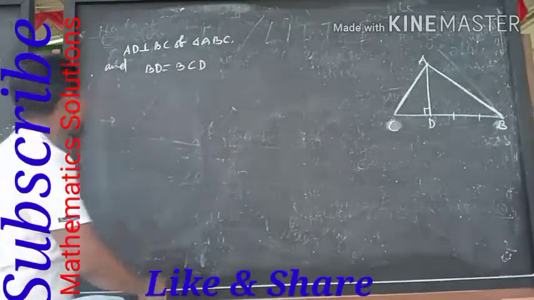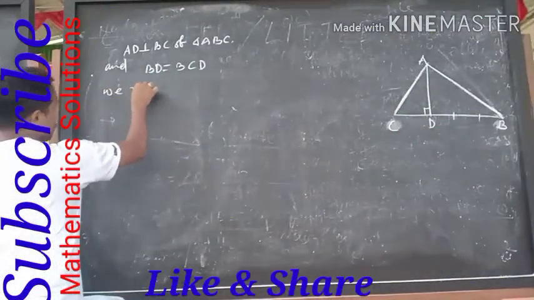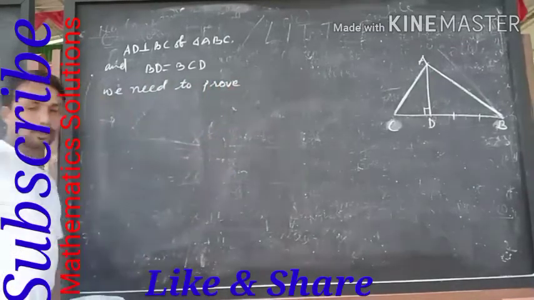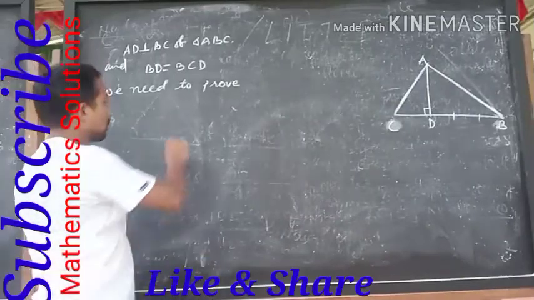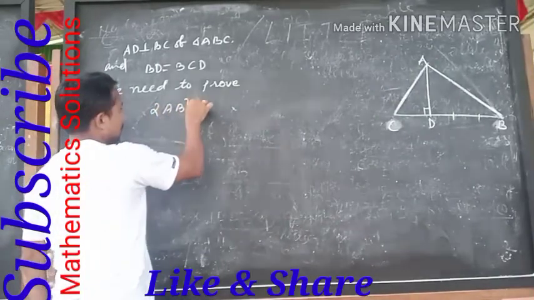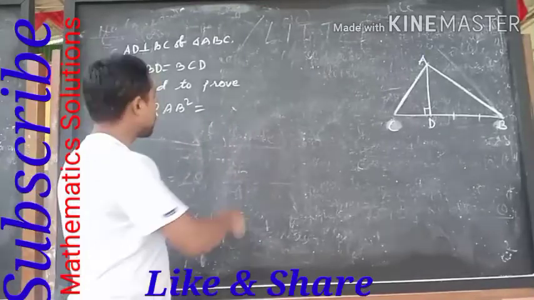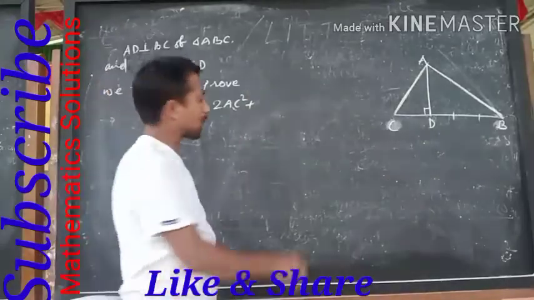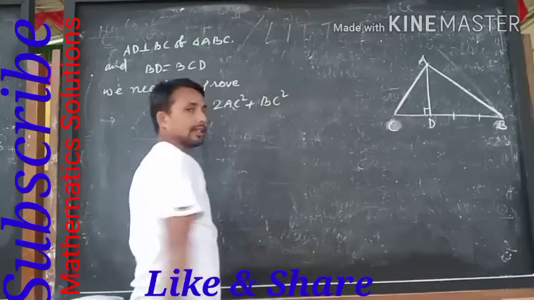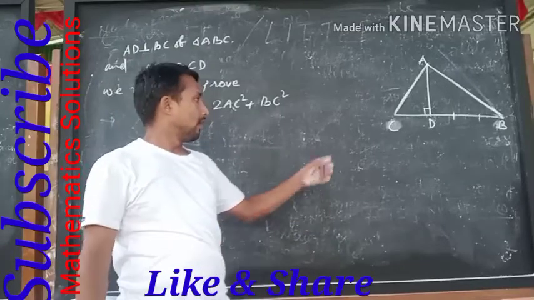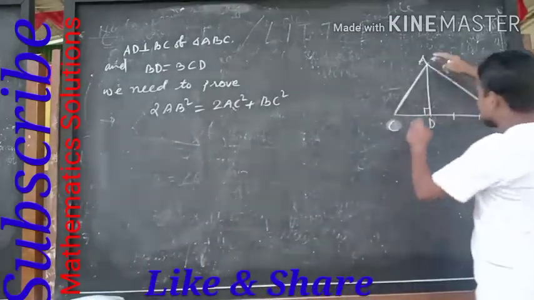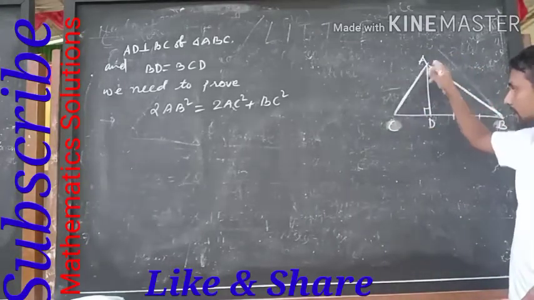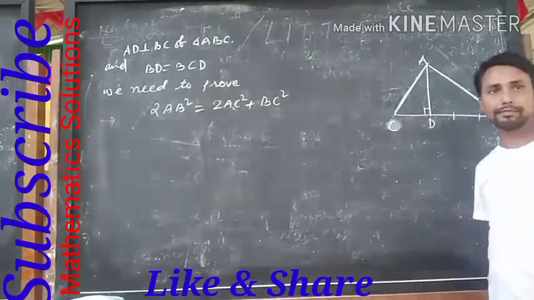Now we need to prove twice AB square equals twice AC square plus BC square. Twice AB square, the whole is square, is equal to twice AC square plus BC square.